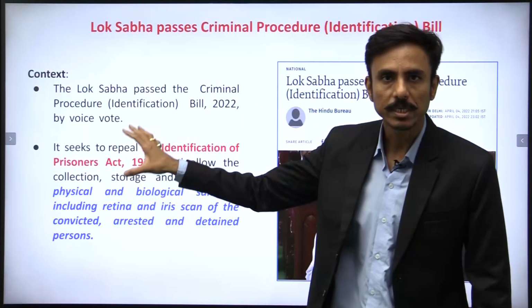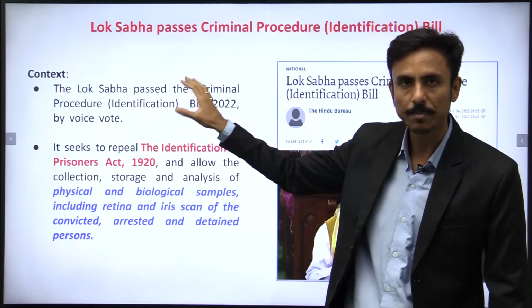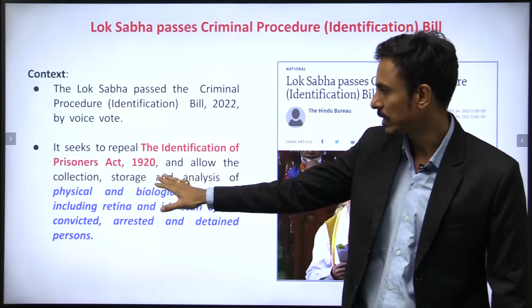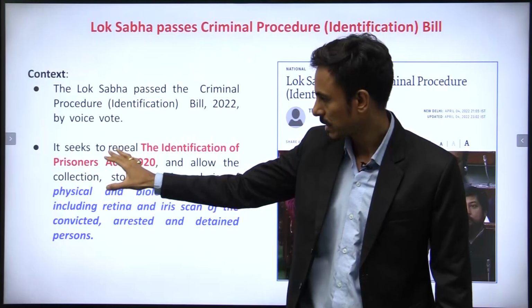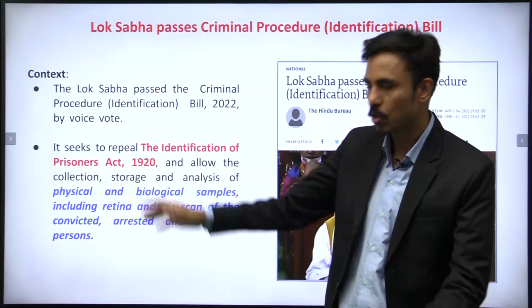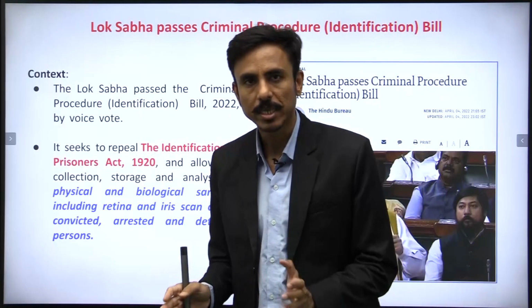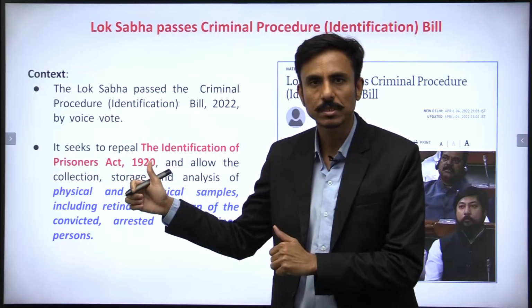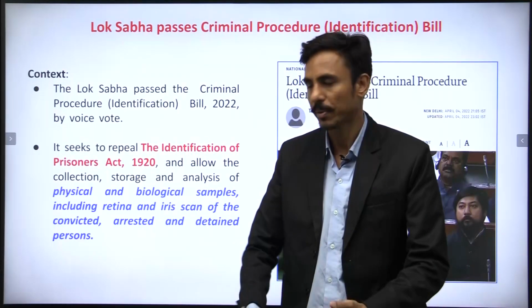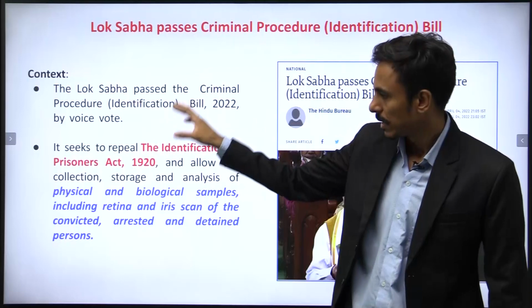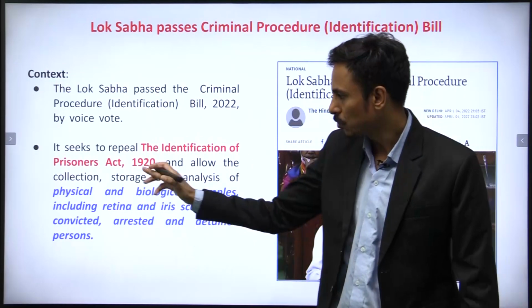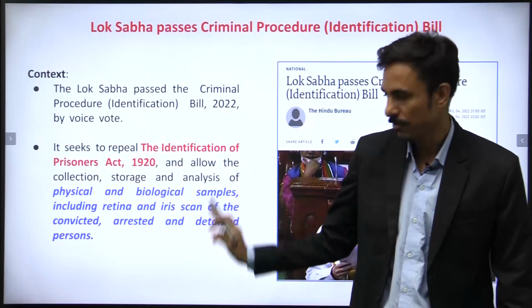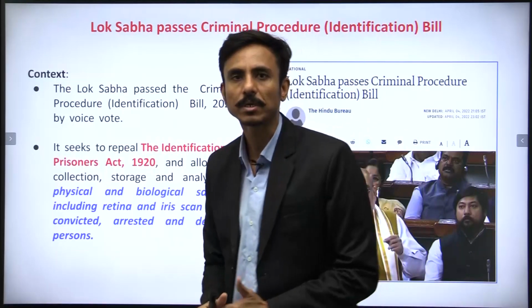So in short, I would say that this bill which has been passed in the Lok Sabha would amend the Identification of Prisoners Act 1920. Now this was a British era act, and it limited the scope of the measurements to just the finger impressions and the foot impressions, whereas the new bill increases the scope of the measurements. It includes physical and biological samples, including retina and iris scan, of the convicted, arrested, as well as detained persons, right.